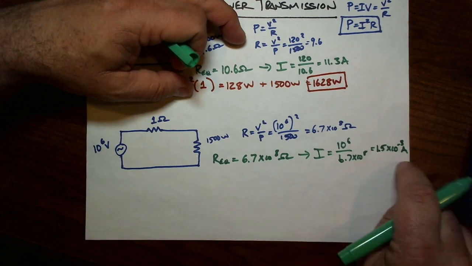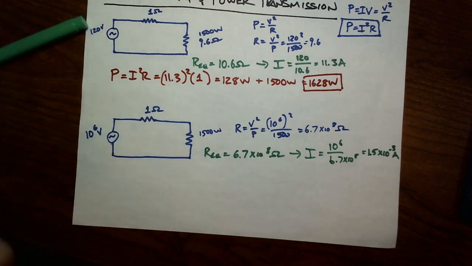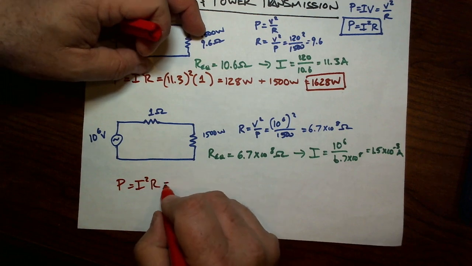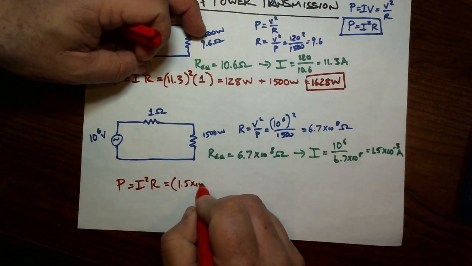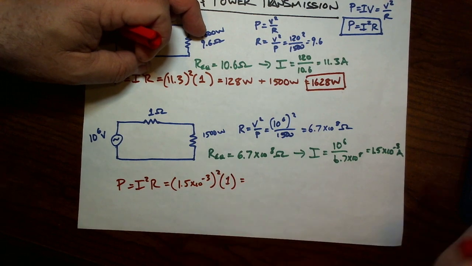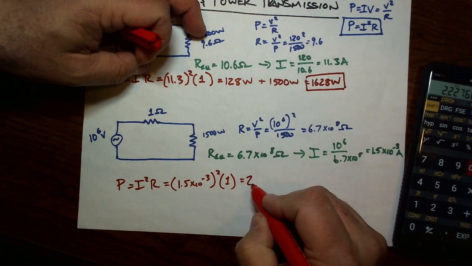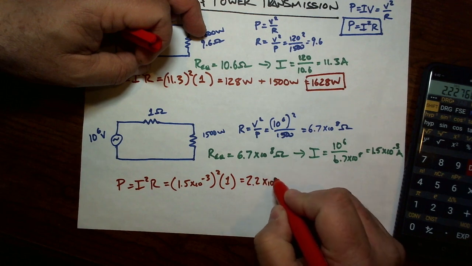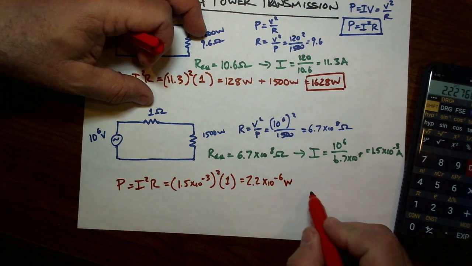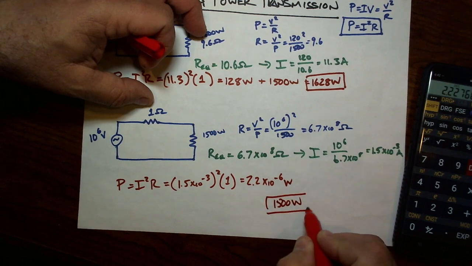Large voltage, really tiny current flowing. That means that my losses are going to be very small. The loss in the power lines, I squared R, is going to be 1.5 times 10 to the minus 3 squared times 1, which is going to be 2.2 times 10 to the minus 6 watts. So essentially, I'm only going to have to provide 1,500 watts if I do so at 1,000,000 volts.